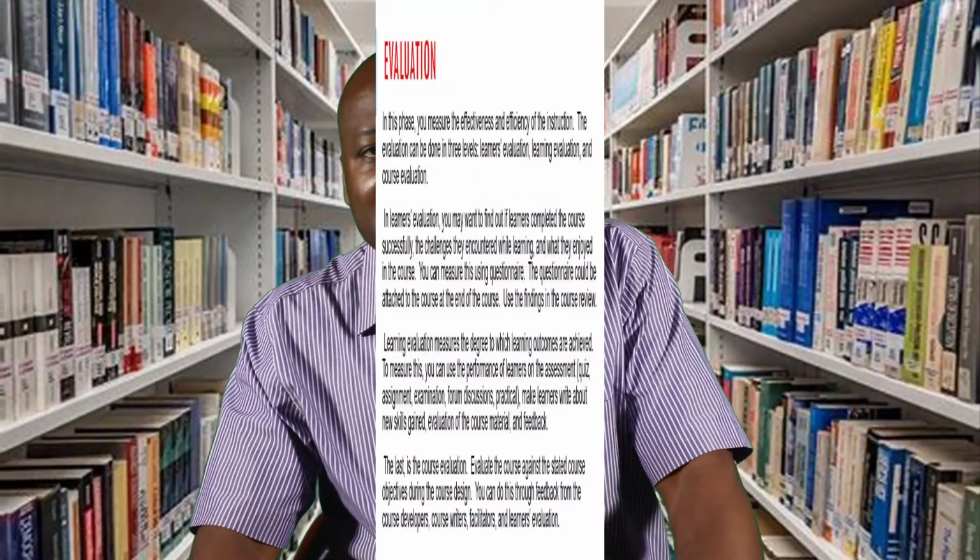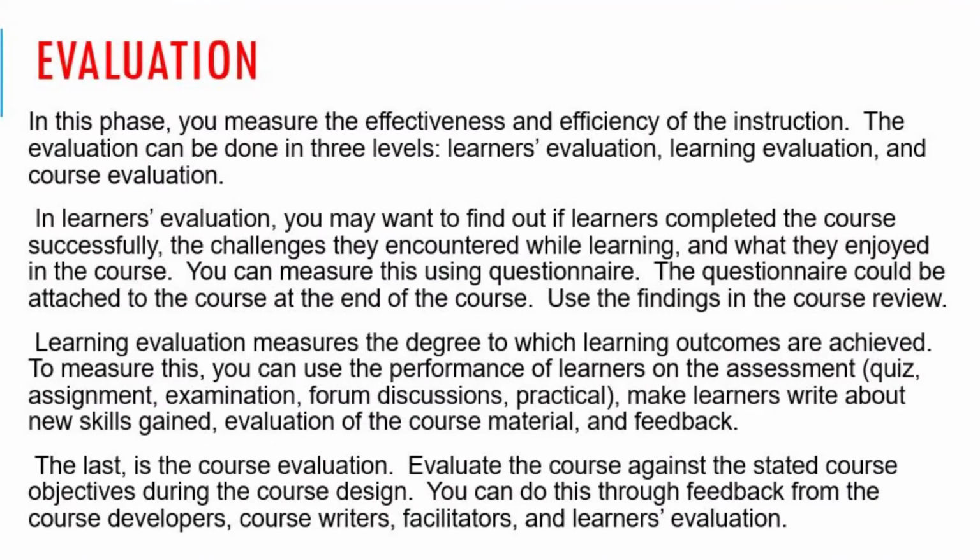In the evaluation phase, which is the last phase of the ADDIE model, you need to measure the effectiveness and efficiency of the resources. Evaluation takes place at 3 levels. It takes place at the level of the learner, at the level of the learning itself, as well as at the level of the course evaluation.